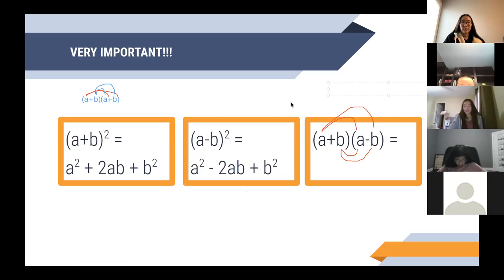All right, it looks like you guys are getting a little bit confused by this, so let's do it together. Your answer is super close. A times A is A squared, correct? Then we do A times negative B, which is negative AB. Then after that, we have B times A, which is positive AB, so those things are going to cancel out. And then we have B times negative B, which is negative B squared.